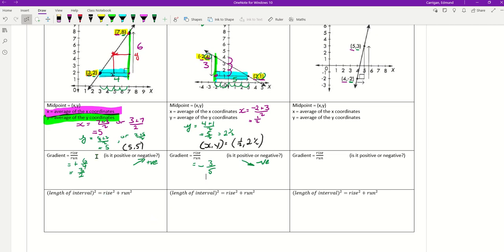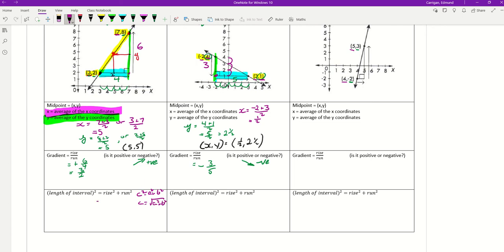Now our last thing is we're looking for the length of the interval. How long is it going from here up to here? Now we can see that we've got a right angled triangle. We've got Pythagoras, we've got length squared equals y squared plus run squared. Remembering that's from Pythagoras, which we learnt to be c squared equals a squared plus b squared. So c is going to be the square root of those two things.